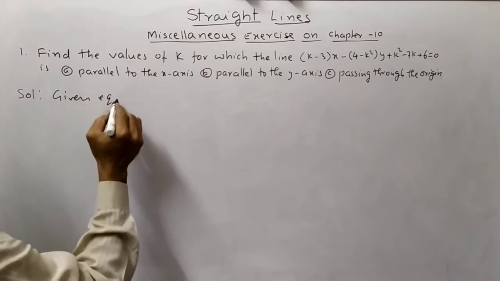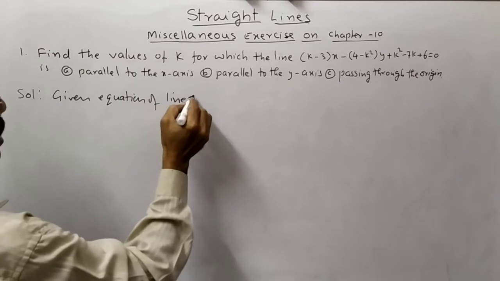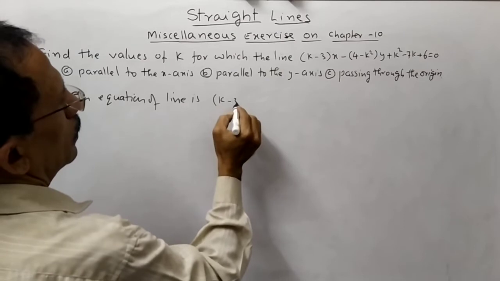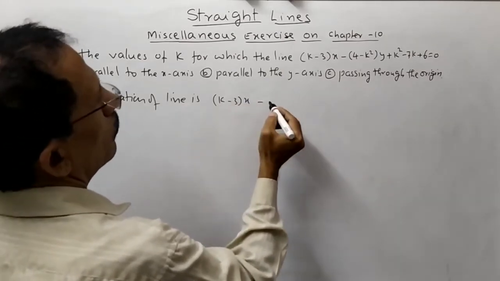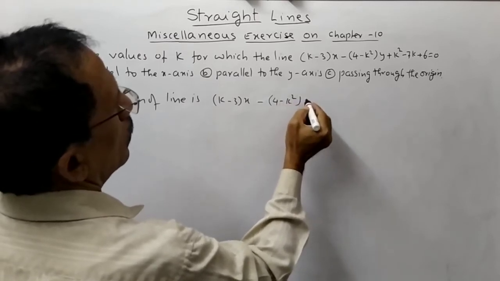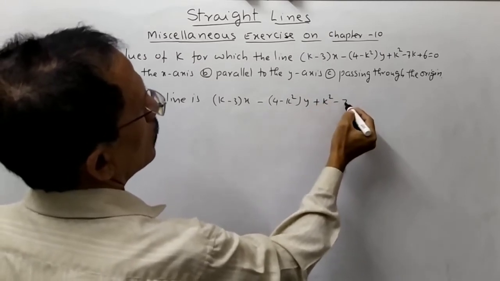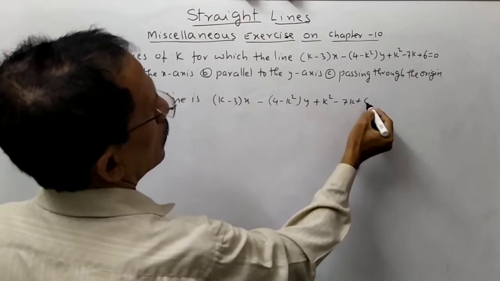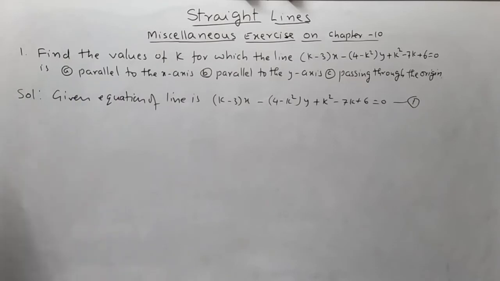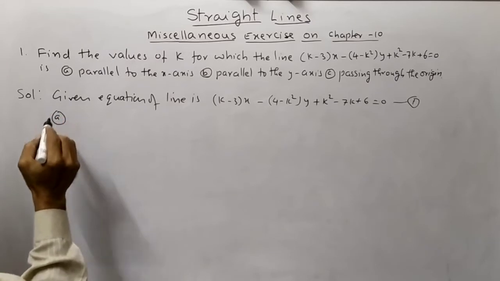Given equation of line is (k minus 3) x minus (4 minus k square) y plus k square minus 7k plus 6 is equal to 0. Say number 1. Coming to first one, that is A.